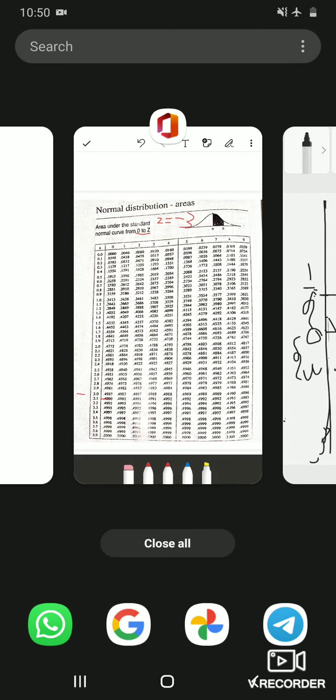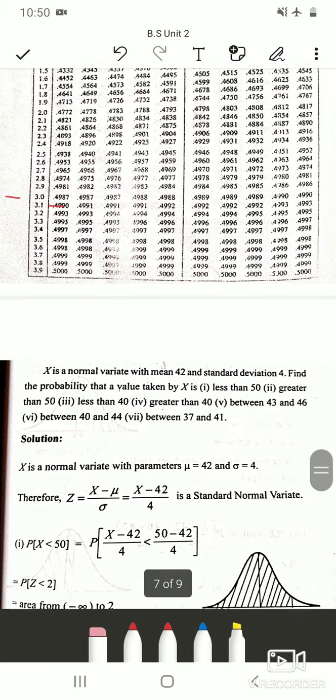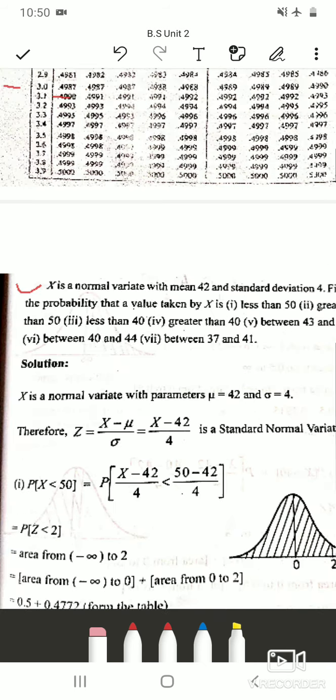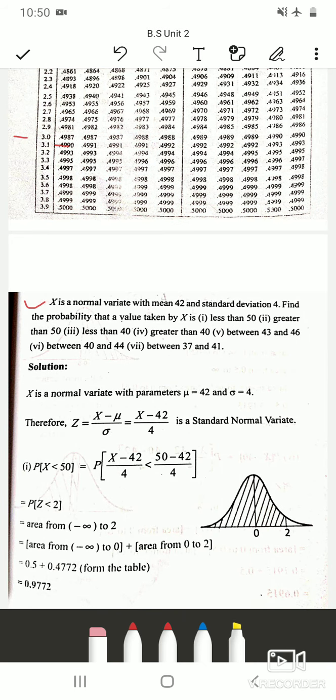So with this small explanation, we'll solve one problem, which is a general problem. The problem is, x is a normal variate with mean 42 and standard deviation 4. Find the probability that a value taken by x is less than 50, greater than 50, less than 40, greater than 40, between 43 and 46, between 40 and 44, and between 37 and 41. So there are 6 sub questions. We'll solve either 3 or 4 in today's class.